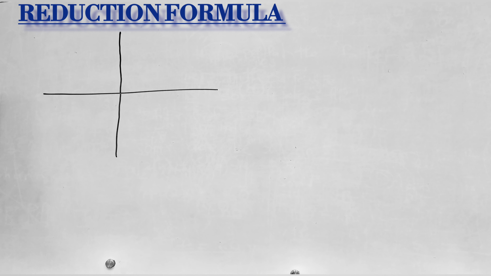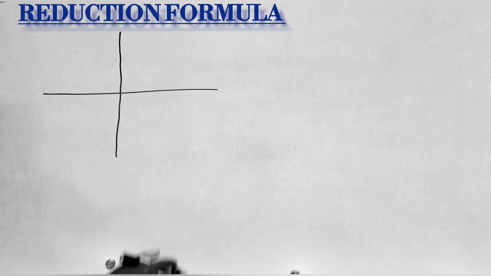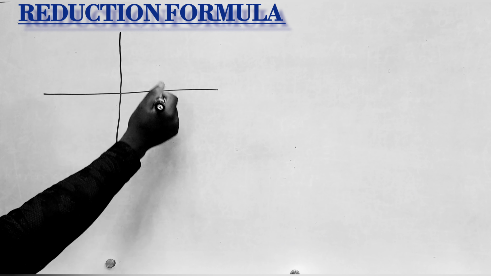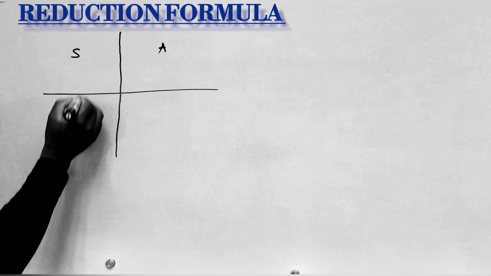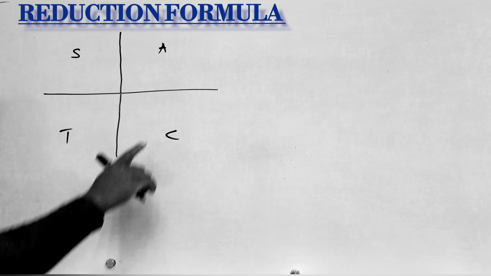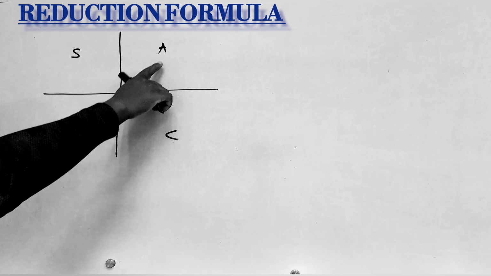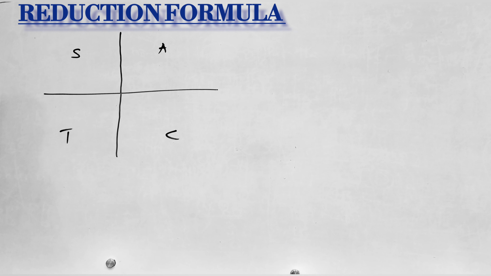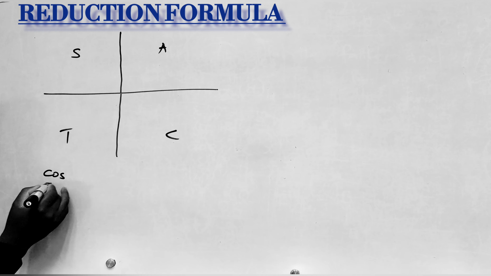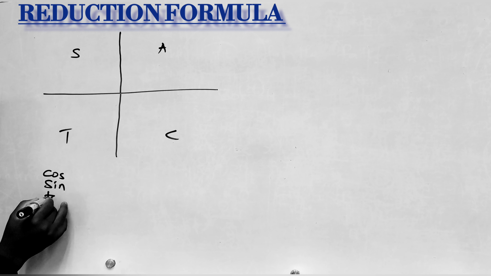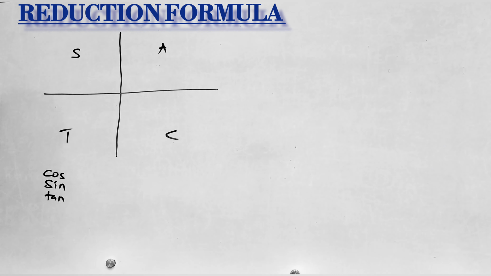So we're gonna start with our quadrants on this plane. We have 4 quadrants: 1, 2, 3, 4. This is represented by A, S, T, C. This means all, then sine, tan, and cos. If we say all, we mean all trig ratios. We have 3 trig ratios that we're going to deal with: cos, sine, and tan. So if we say all, it means all of them are positive.